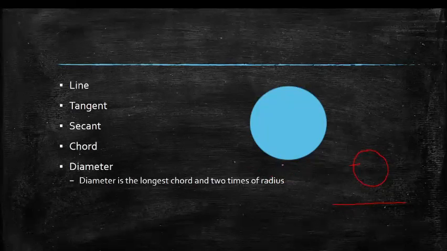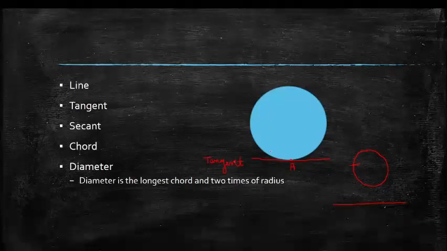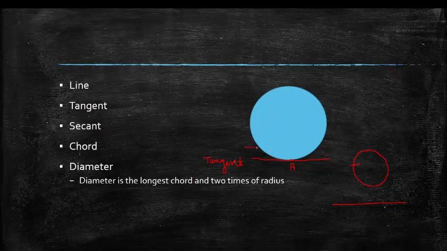When a line is just touching the circle at a point, at one point only, I am talking about that, here A, this line is called a tangent. Now when we move this line a little bit upward, and it starts crossing the circle, right, it is intersecting the circle's boundary at 2 points, this point B and this point C. So this line is called a secant.